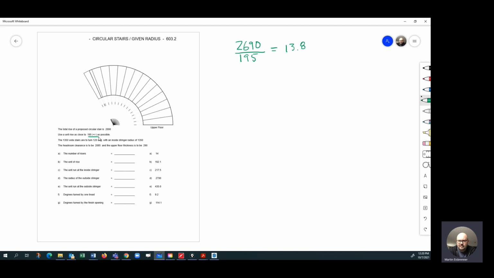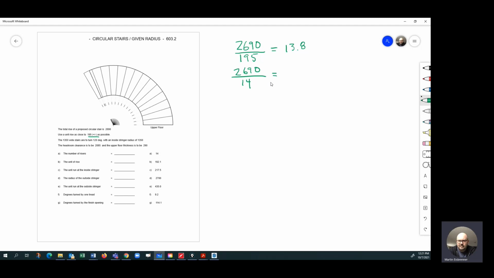It says plus or minus. So I would round this to the nearest. If this had said 13.4 and I rounded down, then I'd probably end up with a greater than 200 rise. So I'm definitely not going to go that direction. So 2690 divided by 14.